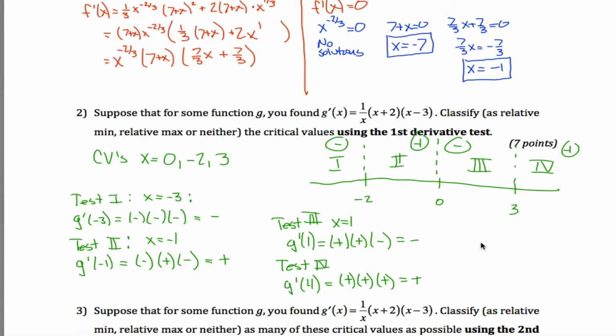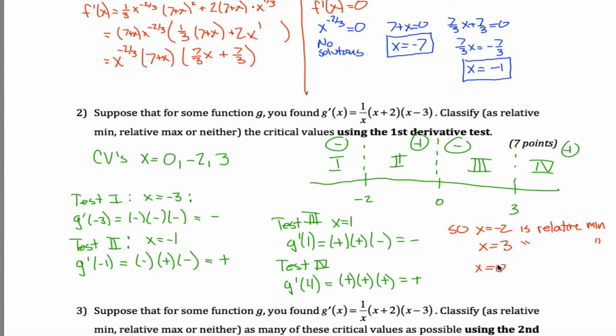And so what this tells me is, maybe in a different color, at x equals -2, my first derivative used to be negative and changes to positive. So I must have been at a relative minimum there. And similarly at 3, my first derivative was negative and then it changed to positive. So at x equals 3, I also get a relative minimum.